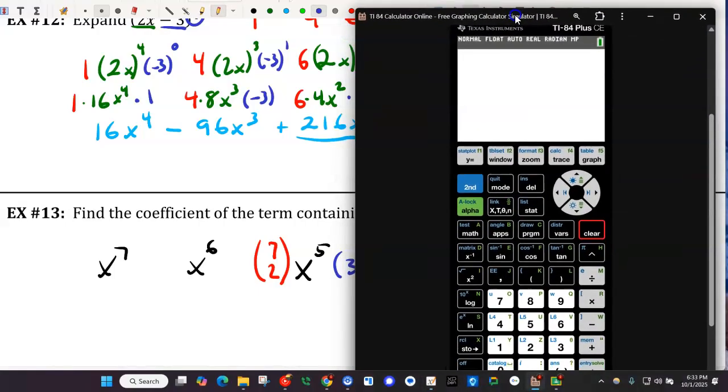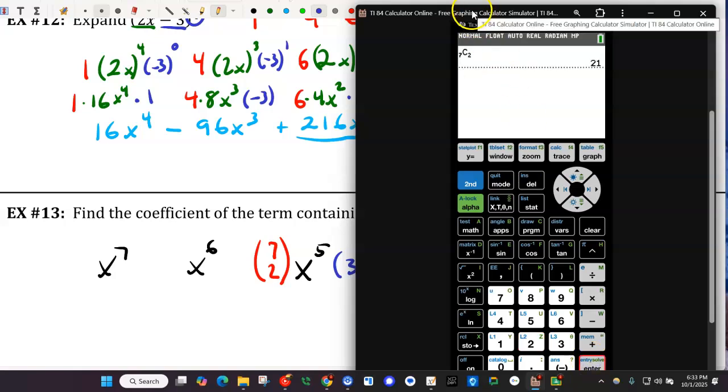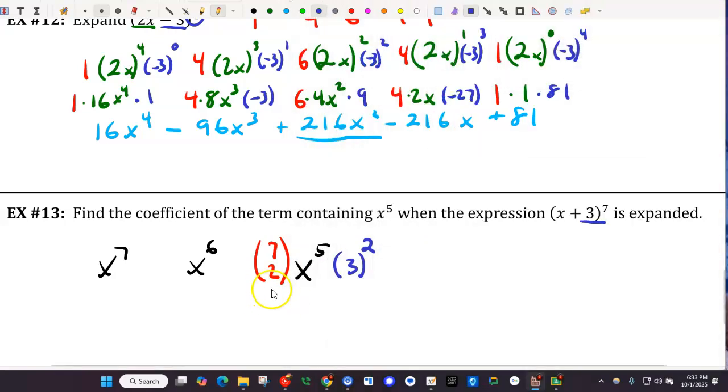All right, bring this over here. I erased it, so I got to go back in the menu. Hit 3, and then I have 7 choose 2. That's 21. Actually, I'll do red. That's 21. I have my x to the 5th. And 3 squared is just 9. And then finally I can simplify all this. 21 times 9, that's 189, x to the 5th.